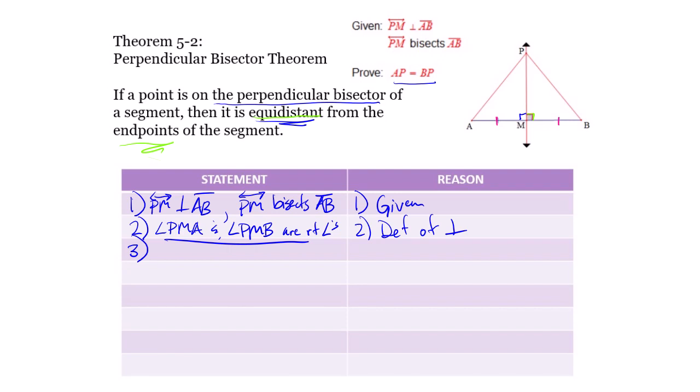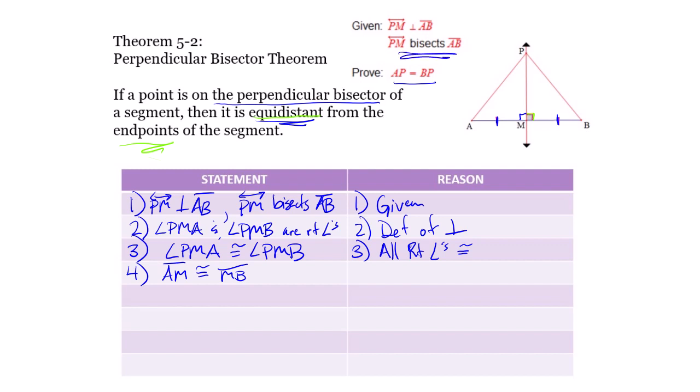So I just said that they're right angles. Now I'm going to say they're congruent. Angle PMA is congruent to angle PMB because all right angles are congruent. Okay, then if we're given a bisector, then we know that we're making two equal parts, right? So now we can say that segment AM must be congruent to segment MB. Even though that was already shown in our picture, we still have to state it, because we're just given the bisects, not the congruence statement. So that's the definition of segment bisector.